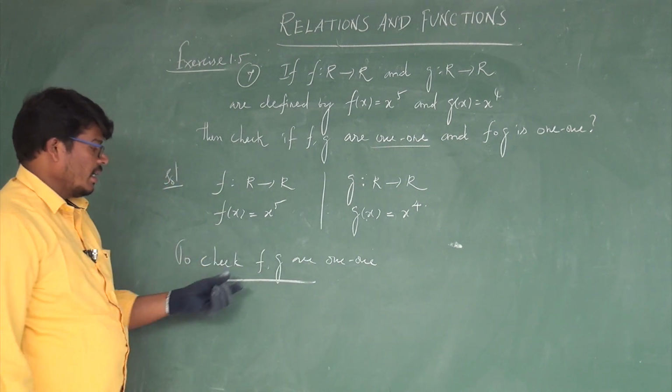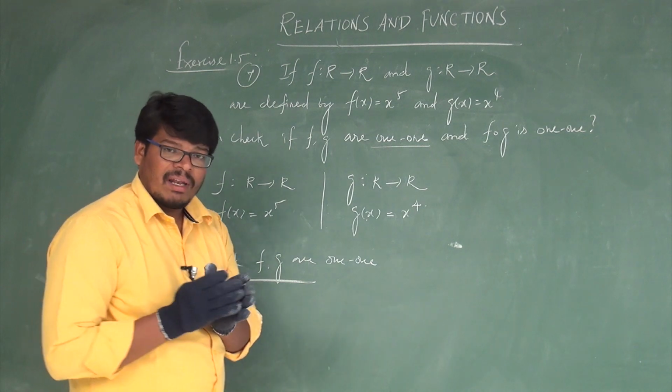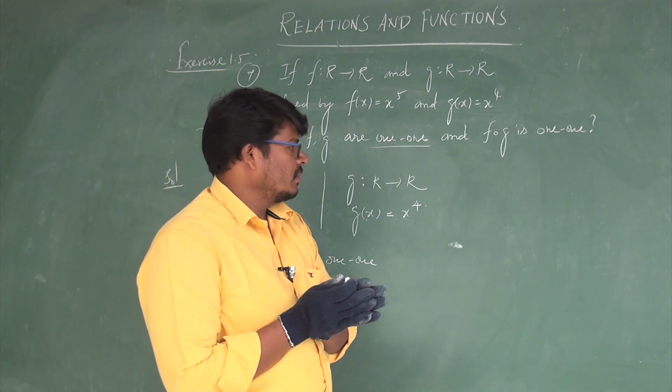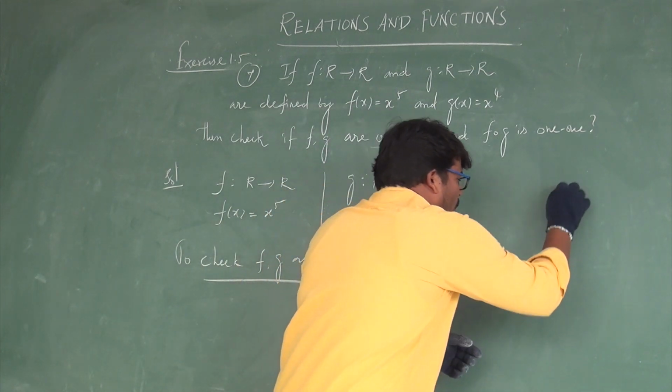To check whether f and g are one-one functions: already you know very well what a one-one function is. How do we find a one-one function?